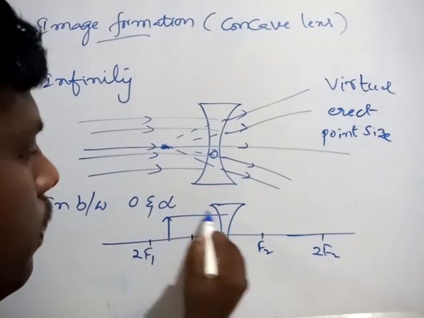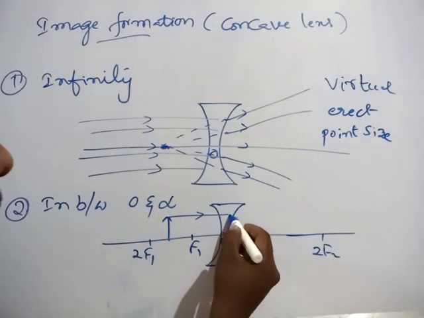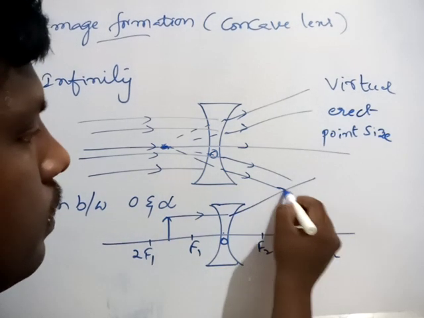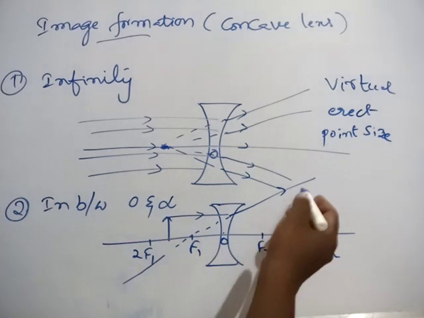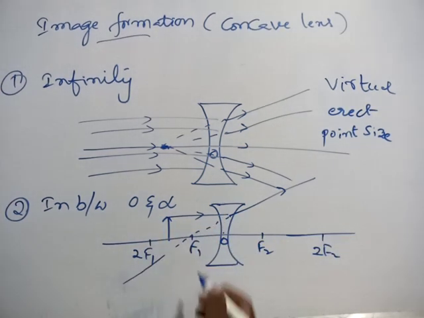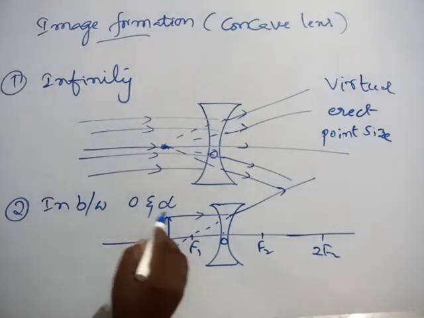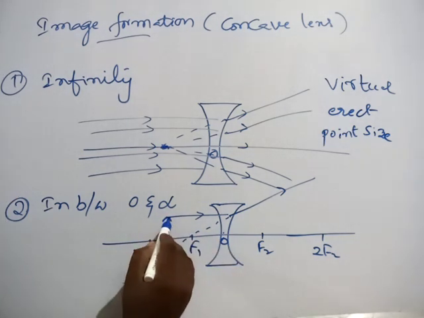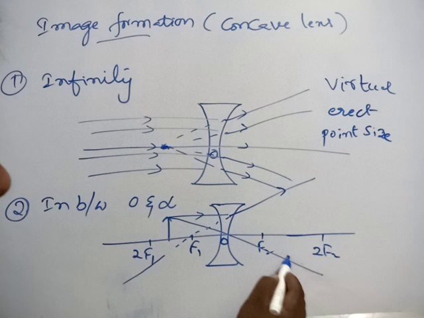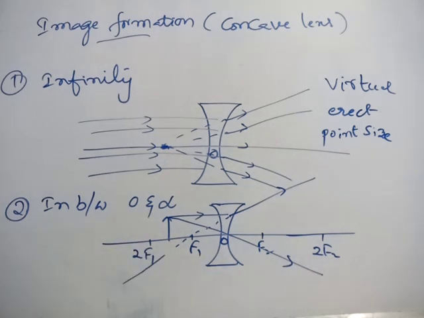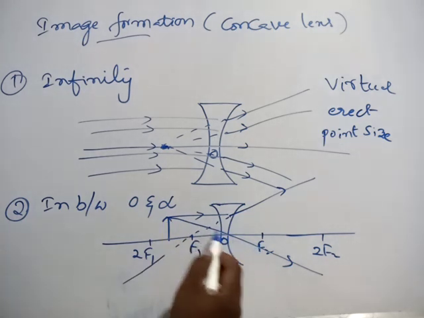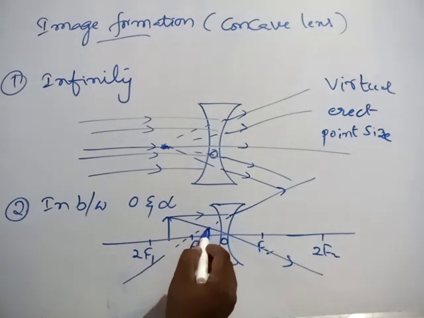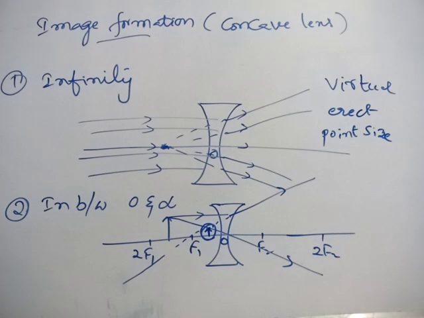One ray parallel to the axis diverges in this direction. We have to extend it backwards in this way, because a parallel ray always passes through the focus. The second ray goes through the optic center without any deviation. So this refracted ray and this refracted ray both coincide at this point. So this is the location of the image.